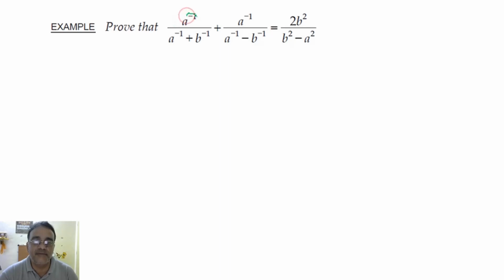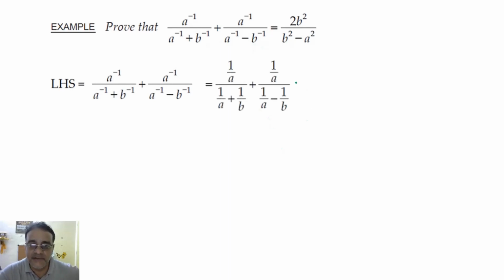Okay, so I want to remove this minus sign. Power minus वाला मुझे remove करना है. So what I will do? Reciprocal लेना है. So left hand side में इसका reciprocal हो जाएगा 1 by a, 1 by a, 1 by b. Left hand side only. So this step is clear? Yes, sir. Now what we have to do? We have to take LCM in the denominator.